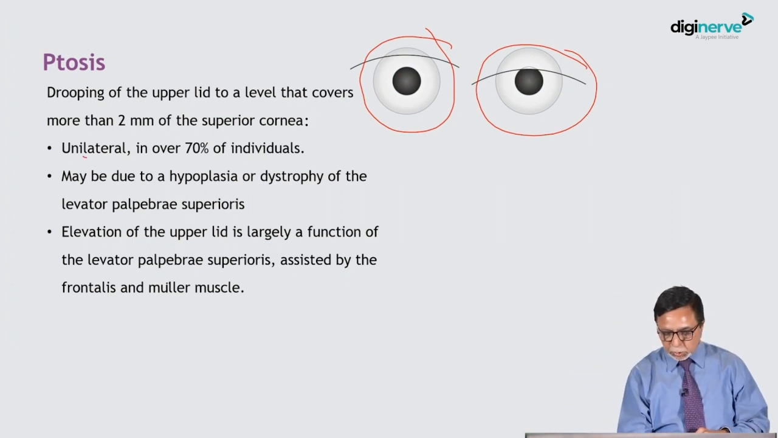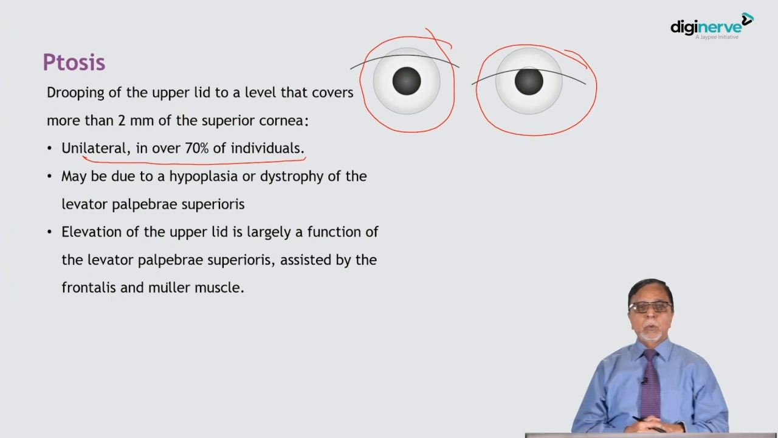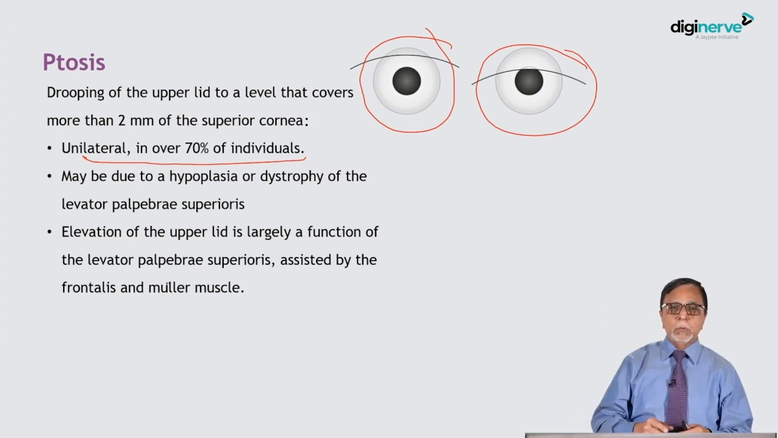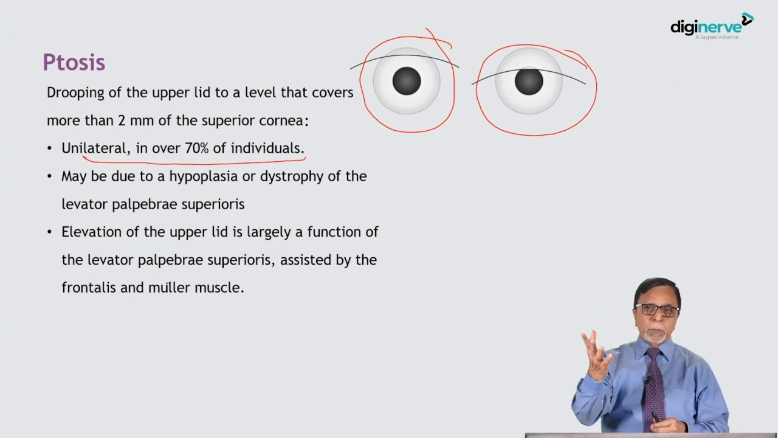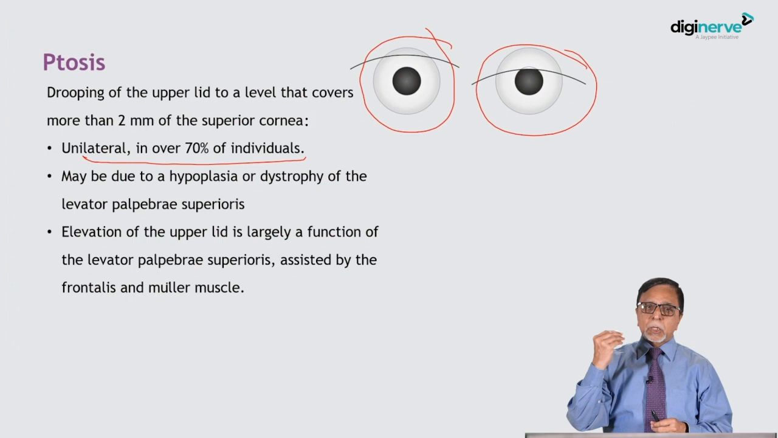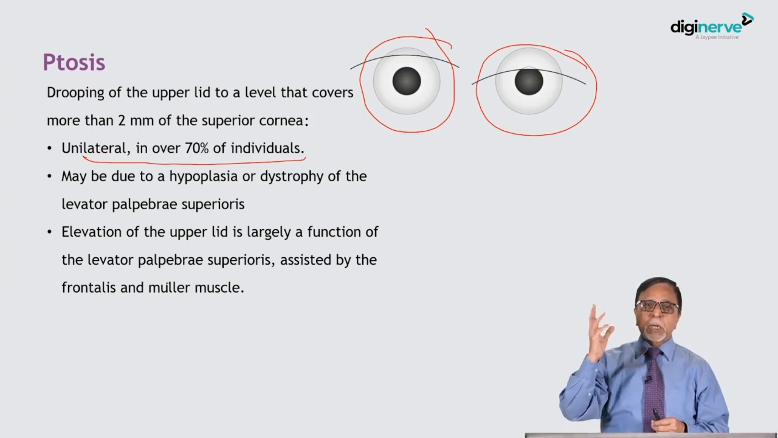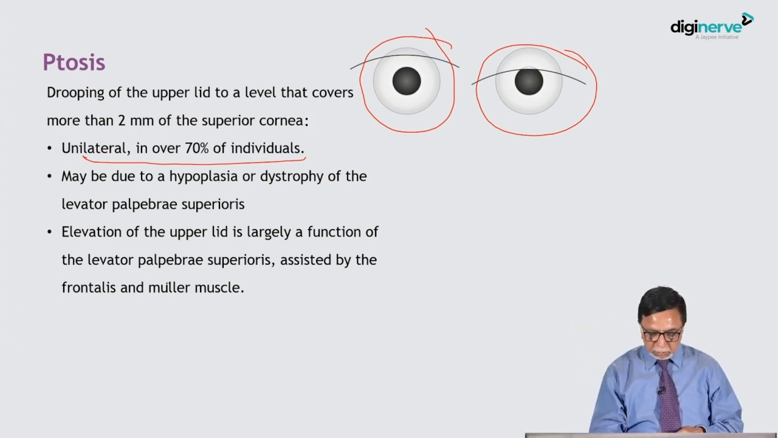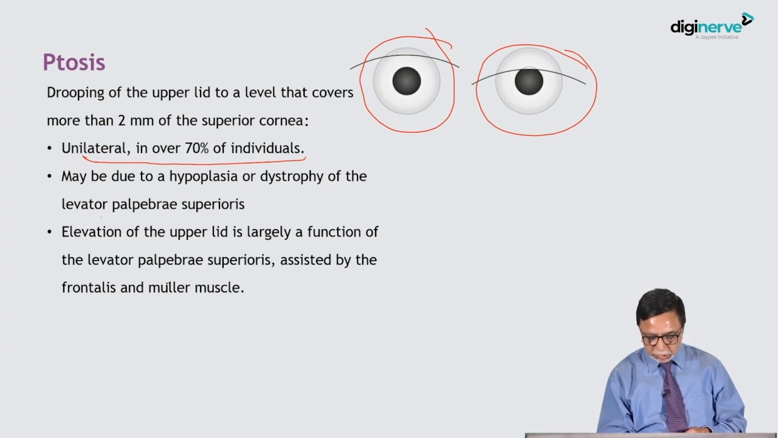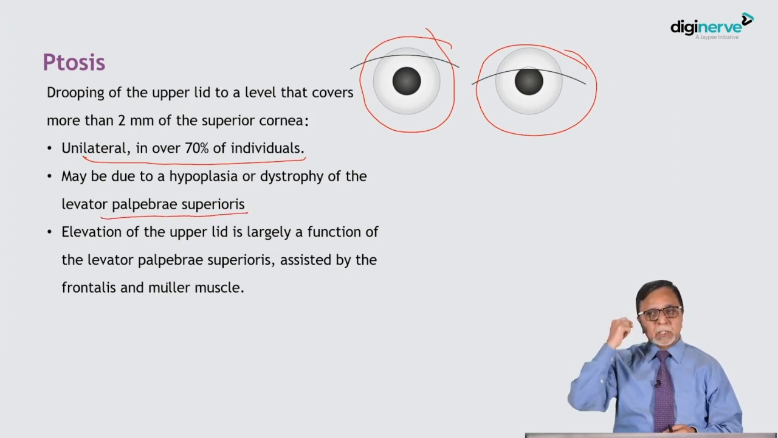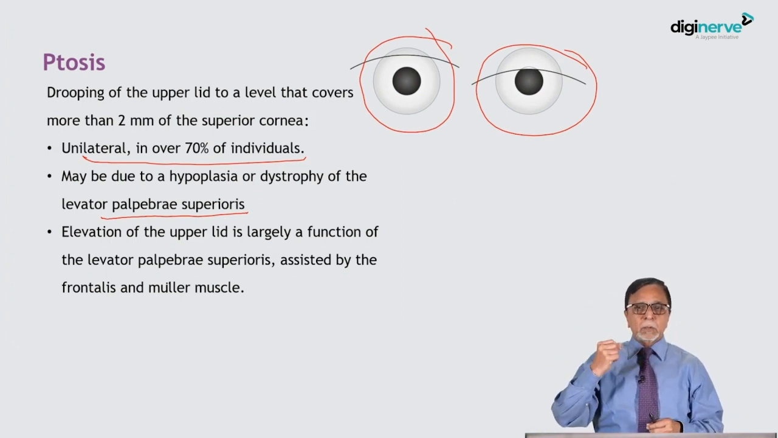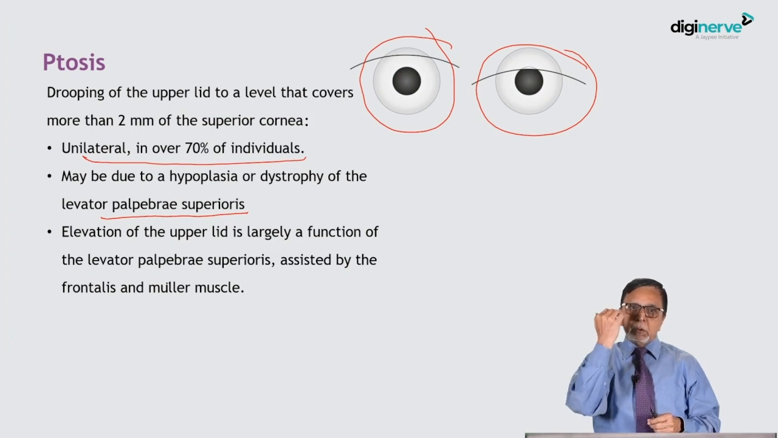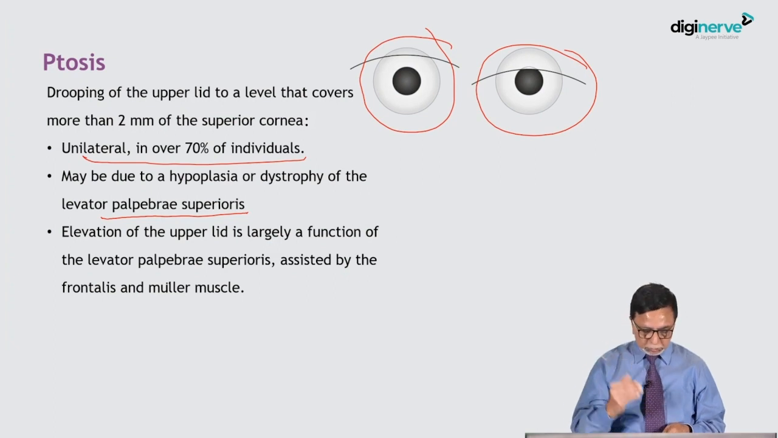It's unilateral in the majority of the patients. So then it is usually a local issue. Suppose there is a viral sixth nerve palsy or there is a diabetic ophthalmoplegia, it will be unilateral. Subarachnoid hemorrhage, aneurysmal bleed, is also likely to be unilateral. Maybe due to hypoplasia or dystrophy of levator palpebrae superioris. Suppose there is a cicatrix of the upper eyelid. So it may appear down and which may indicate it is ptosis, but it is not of neurological origin.